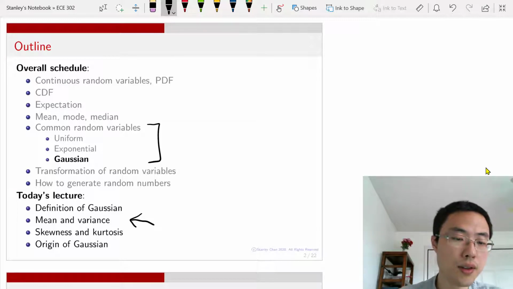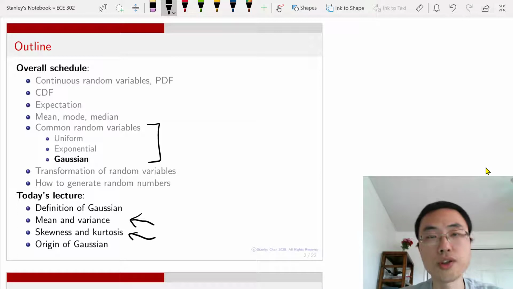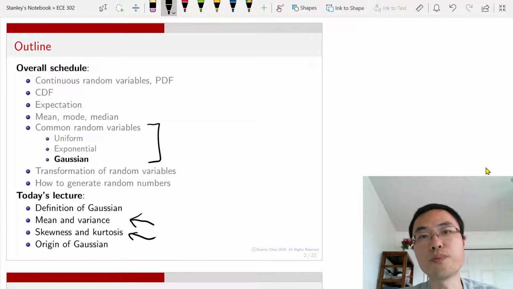And then the third thing is the skewness and kurtosis of a Gaussian random variable. These are actually the high-order moments of a Gaussian random variable. Now, of course, skewness and kurtosis are defined for any kind of random variable, but there's a reference point, which is the Gaussian. I want to show you the usage of these two quantities in modern data science problems.